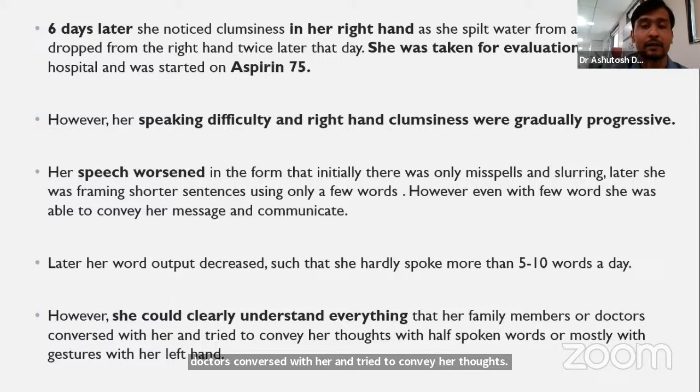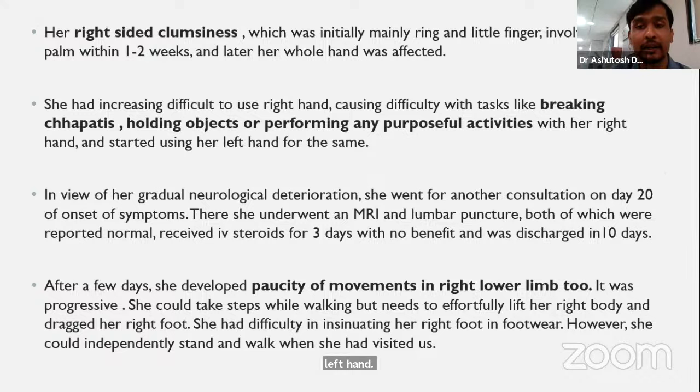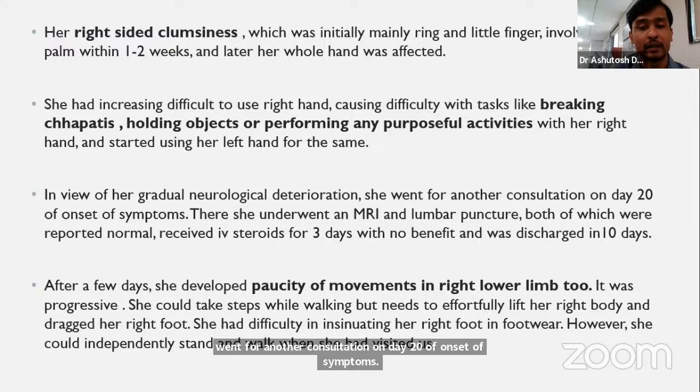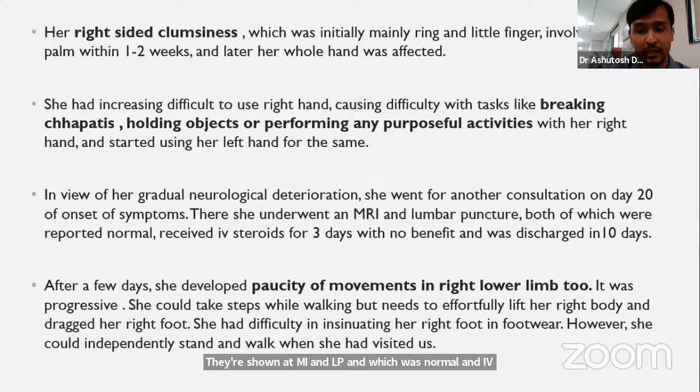Right hand clumsiness, which was initially mainly ring and little finger, involved the palm within 1 to 2 weeks, and later her whole hand was affected. She had increasing difficulty to use the right hand, causing difficulty in tasks like breaking chapatis, holding objects, or performing any purposeful activities with her right hand, and started using her left hand for the same. In view of her gradual neurological deterioration, she went for another consultation on day 20 of onset of symptoms. There she underwent MRI and LP, which was normal, and IV steroids were given for 3 days without any benefit, and she was discharged in 10 days.